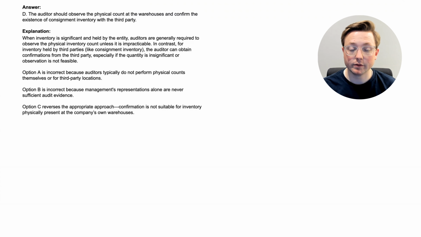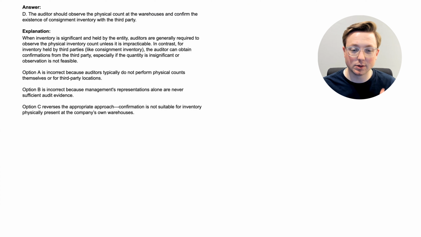In contrast, for inventory held by third parties like consignment inventory, the auditor can obtain confirmations from the third party, especially if the quantity is insignificant or observation is not feasible. So if it's a small amount on consignment, then it's okay to send a confirmation to the third party that has it on consignment. But if it's significant inventory and it's in the client's own possession in their warehouse, then the auditor should observe the physical count.